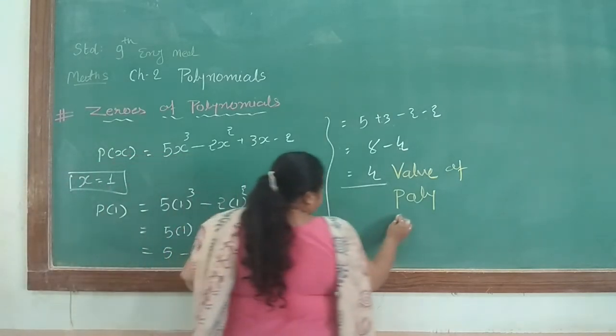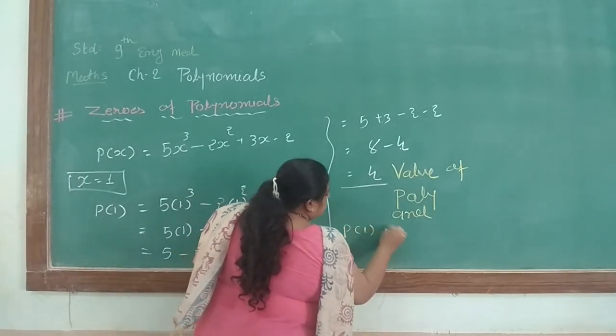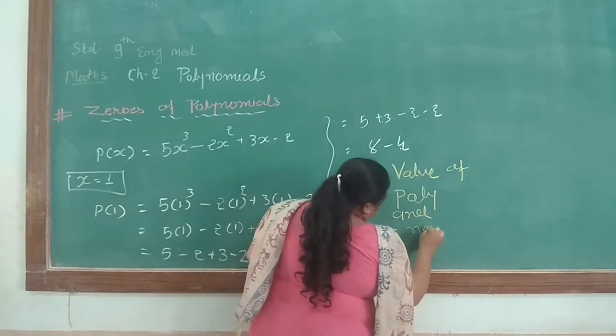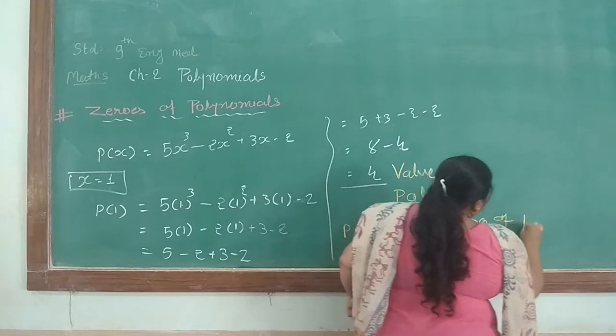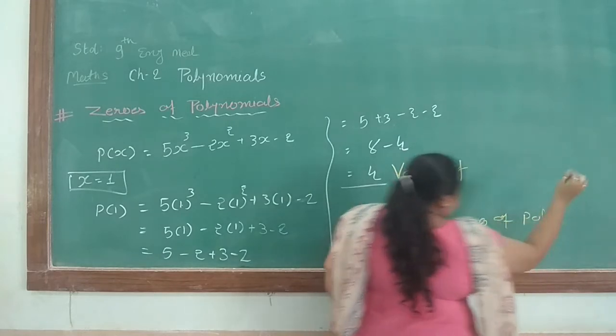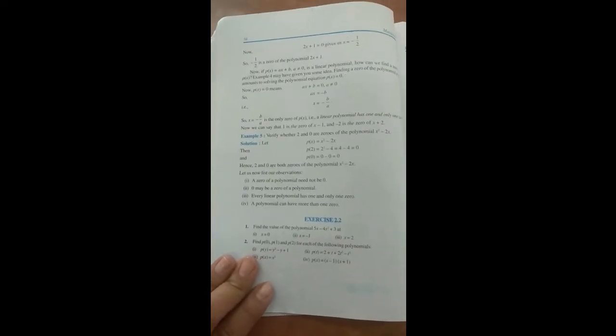So we can write that P of 1 is not a zero of the polynomial. Right? By these examples that I derived on the board, you can understand what the zeros of the polynomial are. So by this, what we can say about a zero of a polynomial is given after example 5 in your textbook.